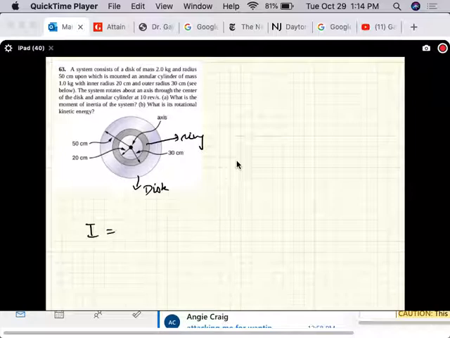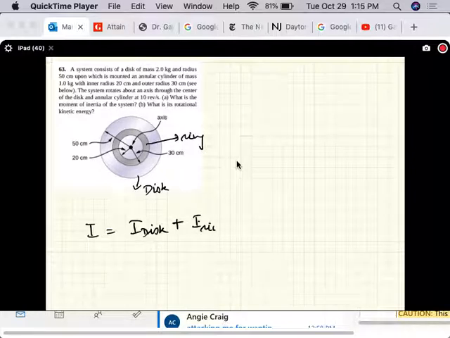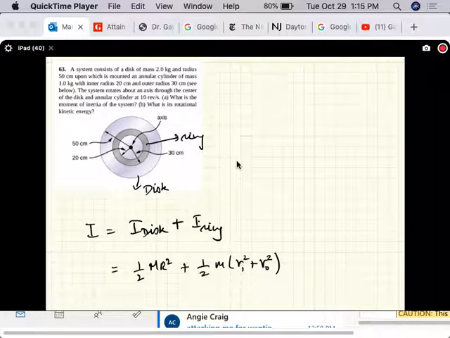So the total moment of inertia is the moment of inertia of the disk plus the moment of inertia of the ring. For the disk, the moment of inertia is given by 1/2 m r squared for a uniform disk about an axis passing through the center of mass, perpendicular to the disk. For the ring, the moment of inertia is 1/2 the mass of the ring times (inner radius squared plus outer radius squared). All right, so let's put in these numbers and calculate the moment of inertia.